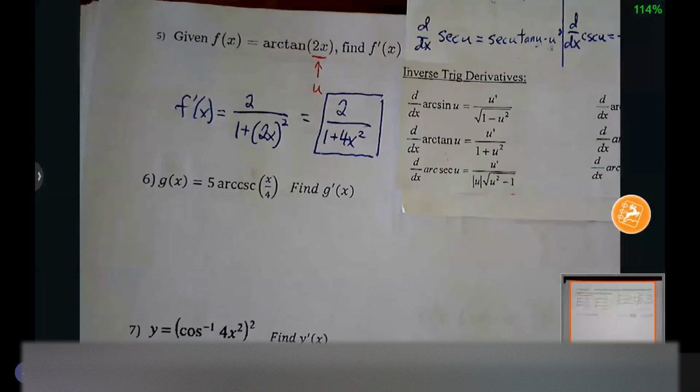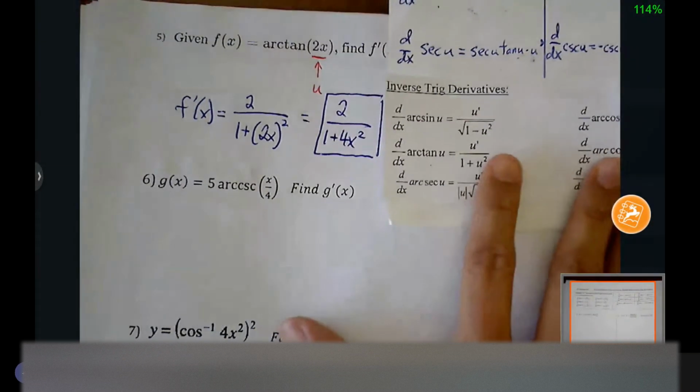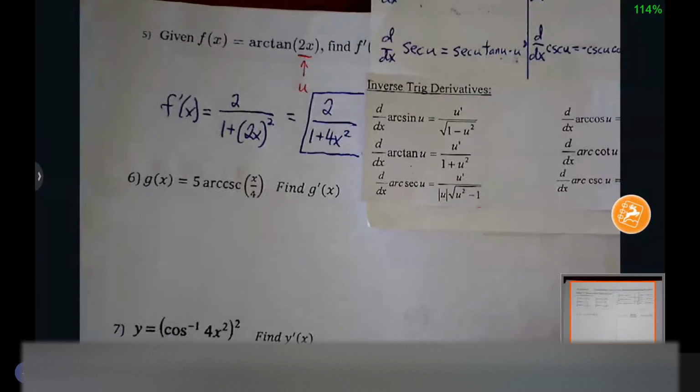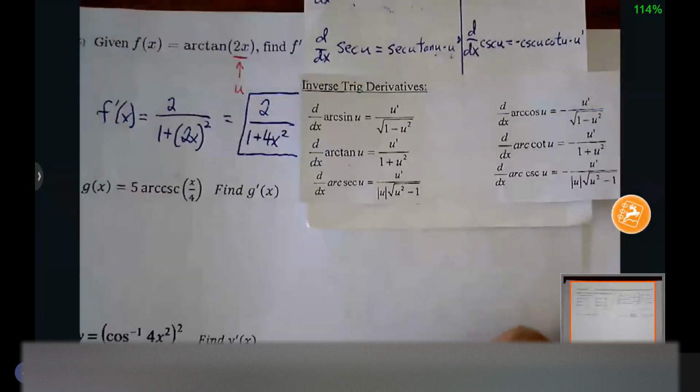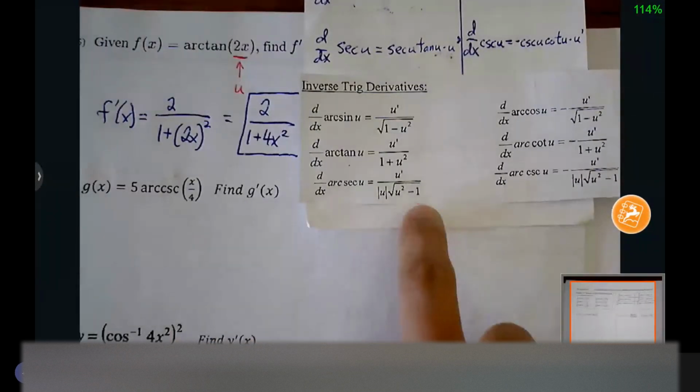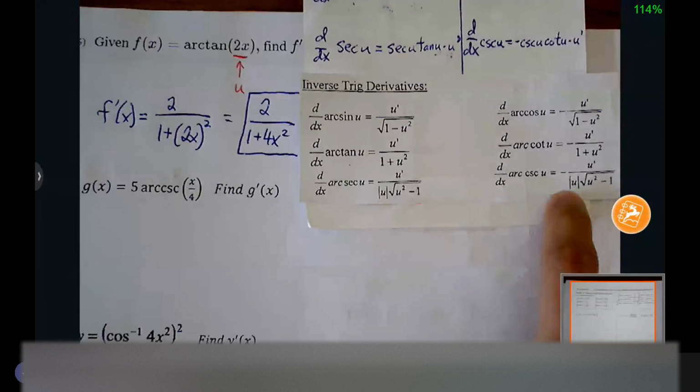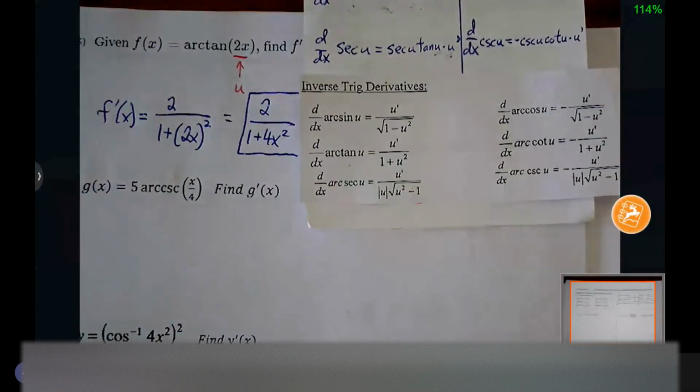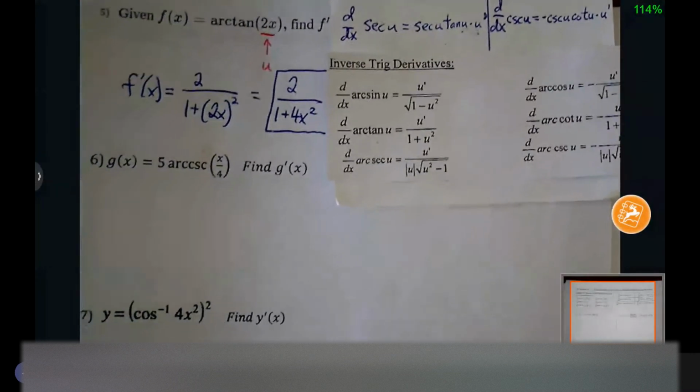Any questions with 5? 6 is the same way, but let's come back to 6. If we have time, we'll do it at the end. But really, you're just identifying your u value and you just plug it into the arcsecant rule. Okay, so let's skip down to number 7. Let's try number 7.